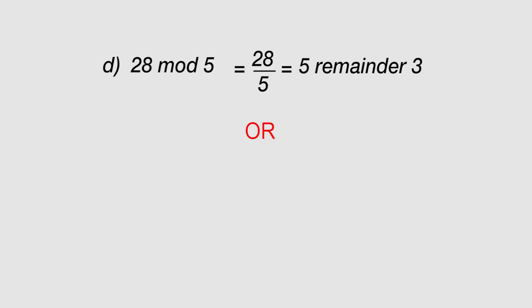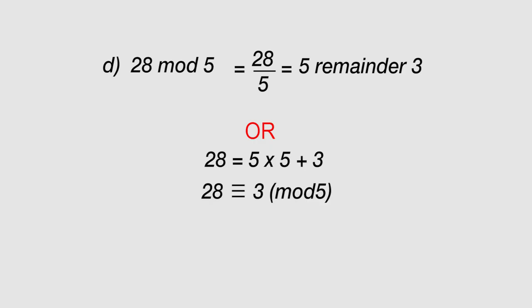You can use the alternative method. Write 28 as 5 times 5 plus 3. Therefore, 28 is equal to 3 mod 5. So in mod 5, 13 is equivalent to 28. And that is because both of them have the same remainder, which is 3, when divided by 5.